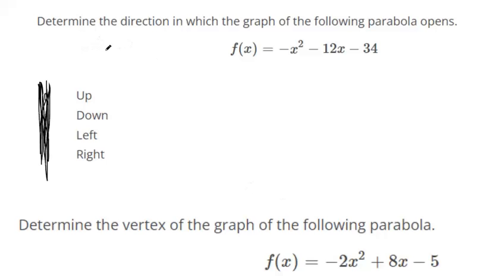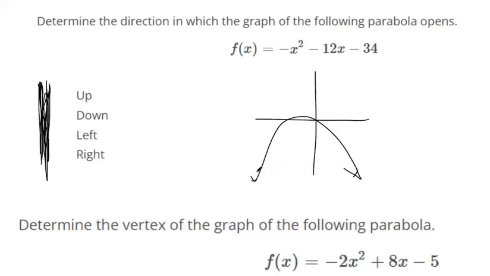They're asking us to determine the direction in which the graph of the following parabola opens. When it's expanded like this in polynomial form, where we're decreasing powers, it's really easy. You just have to look at the sign of the leading coefficient. If it's negative, it opens like this.